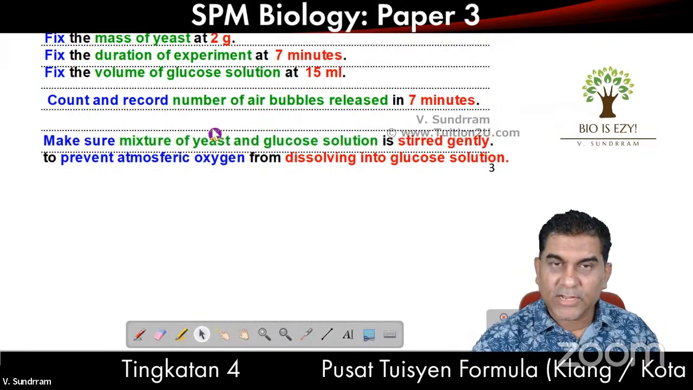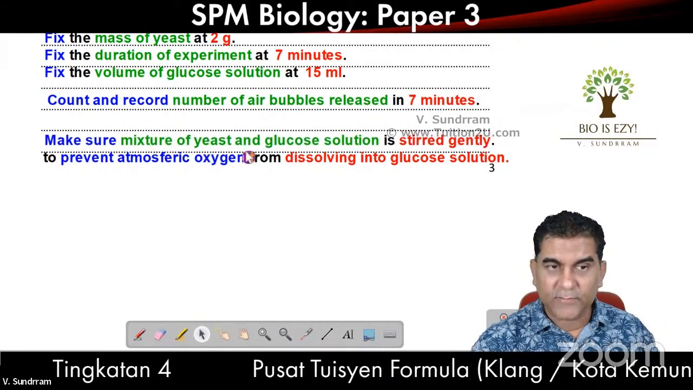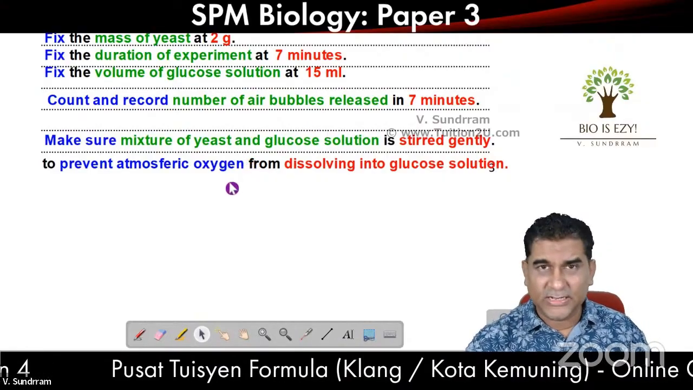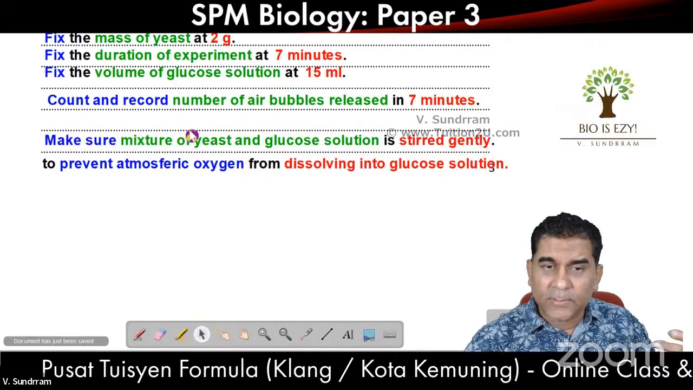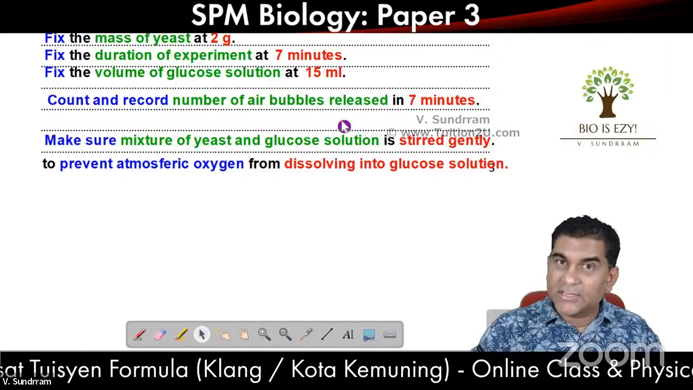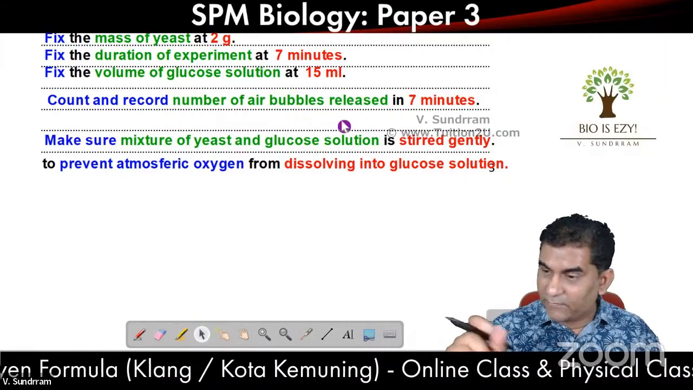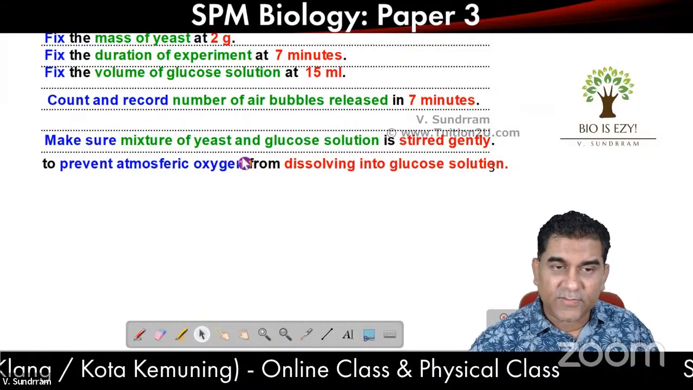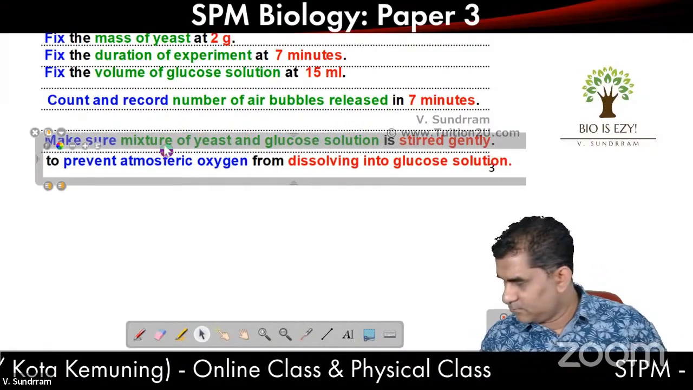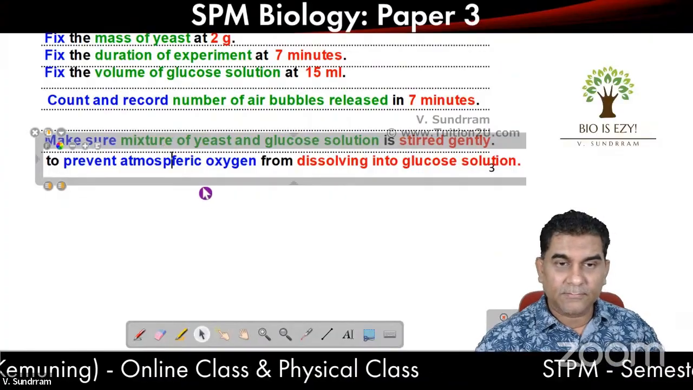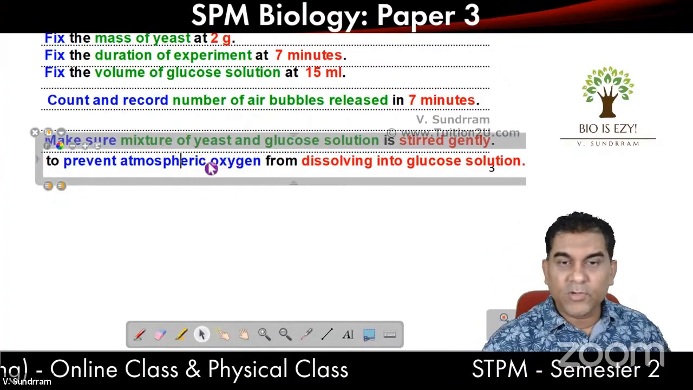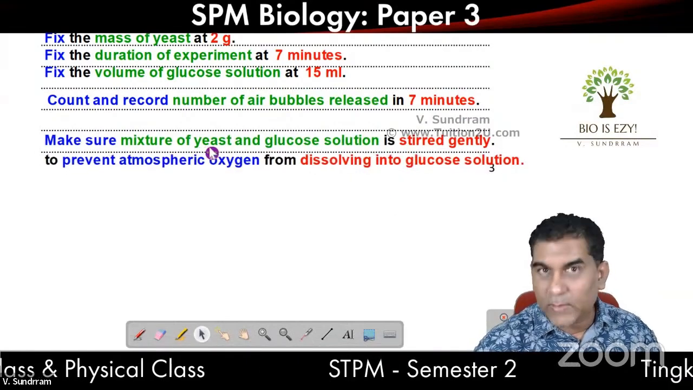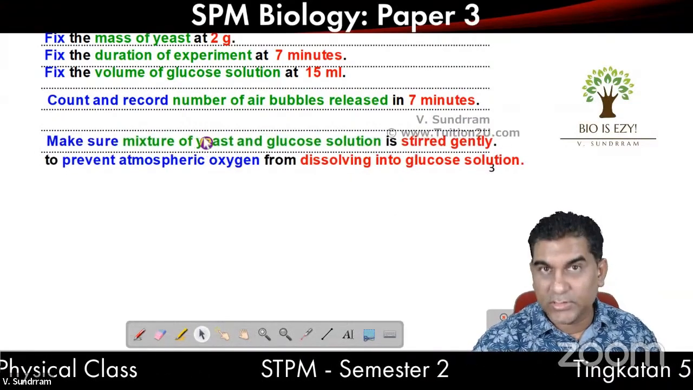This is what you need to write for unguided experiment. You don't have to explain why you are doing it. Actually, again, if you want, you can always write it, no harm. So make sure the mixture of yeast and glucose is stirred gently and don't take too long to stir. After a while, you continue with the experiment. Why? To prevent atmospheric oxygen from dissolving into the glucose solution. So this is the reason why you do it. This is what you do during the experiment.